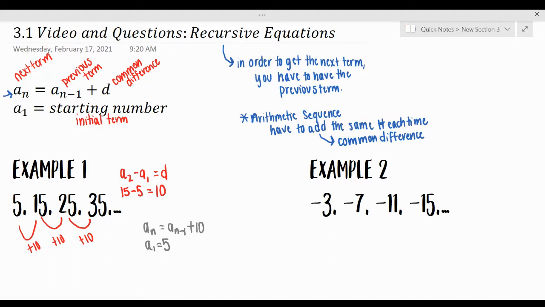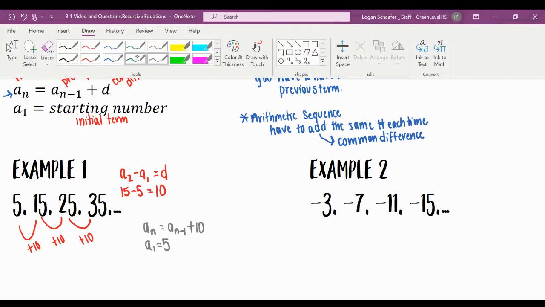Now would be a good time to pause the video and try example 2 without me, and then keep playing to see me go over it. Same thing in the next one.